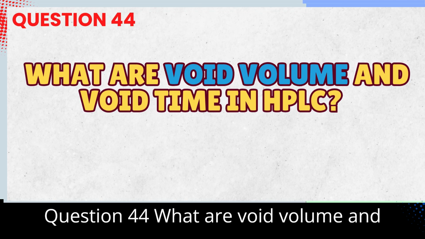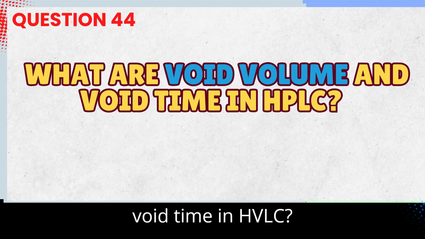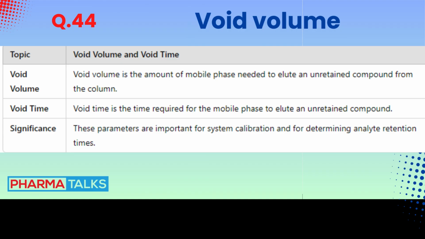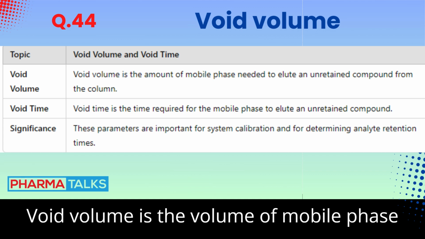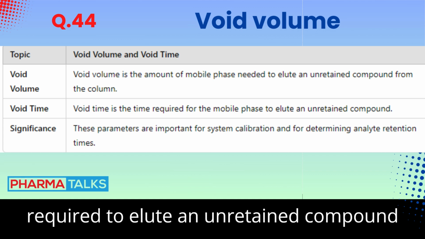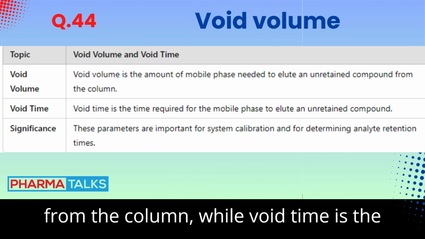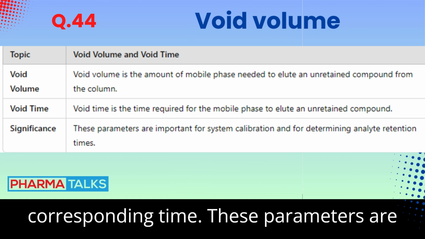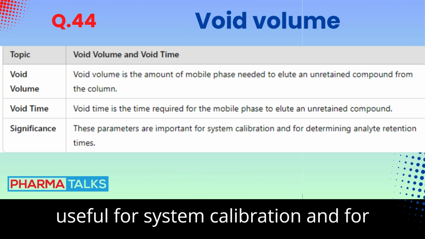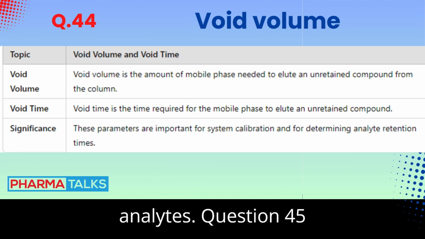Question 44. What are void volume and void time in HPLC? Answer. Void volume is the volume of mobile phase required to elute an unretained compound from the column, while void time is the corresponding time. These parameters are useful for system calibration and for determining the retention times of analytes.